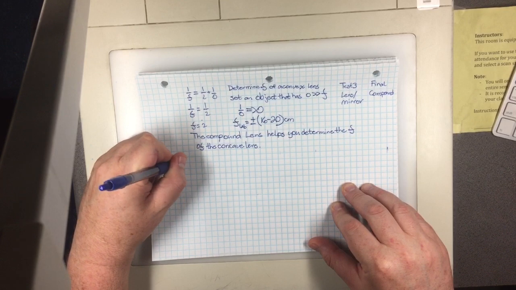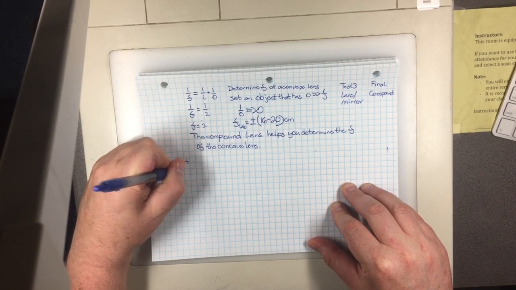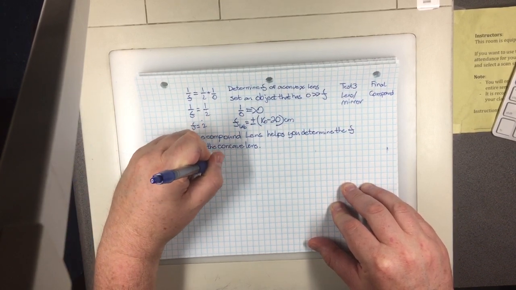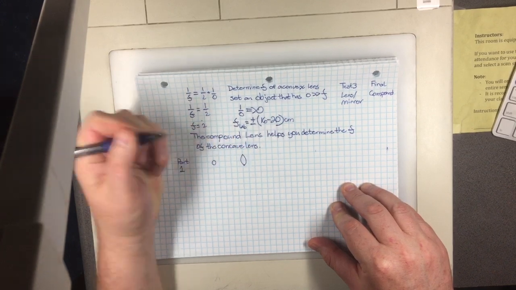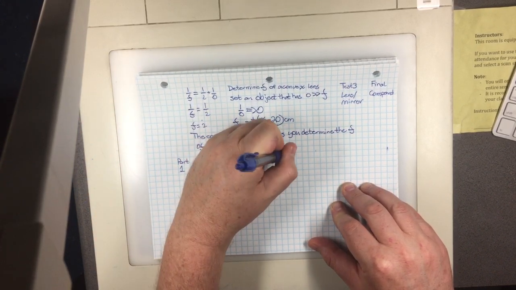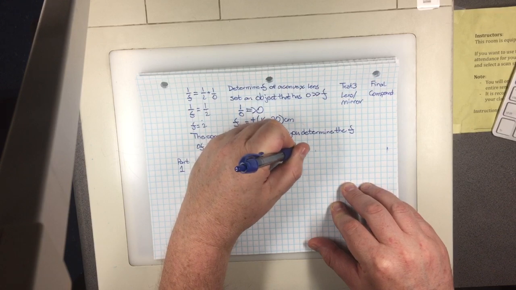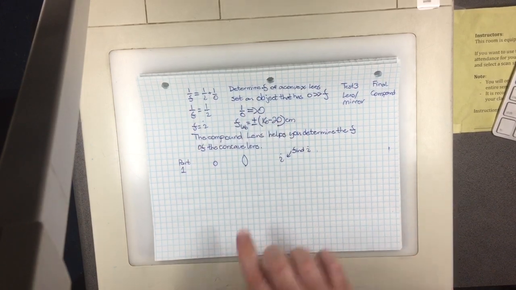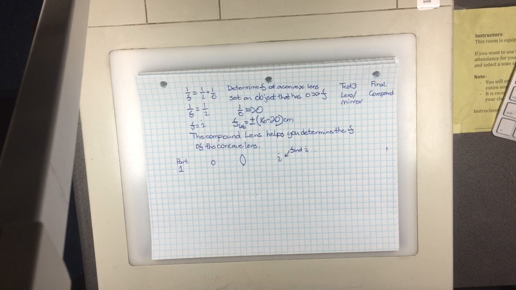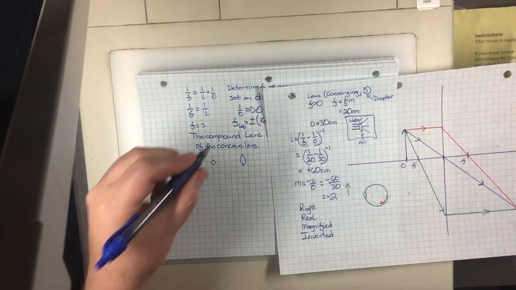So part 1, you have object, convex lens, and then you figure out I. And this is the lens that you use outside in the hallway, so you know what that focal length is. What I'm gonna do is use the numbers. I'll let you guys use the numbers in the problem set. What we're gonna do is use the lens from here.